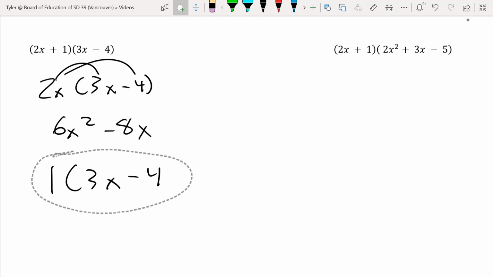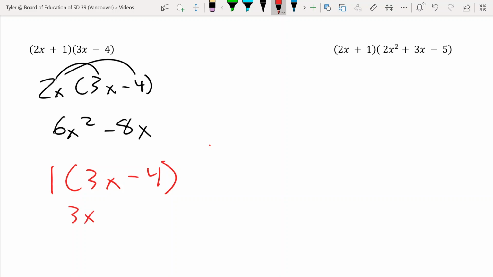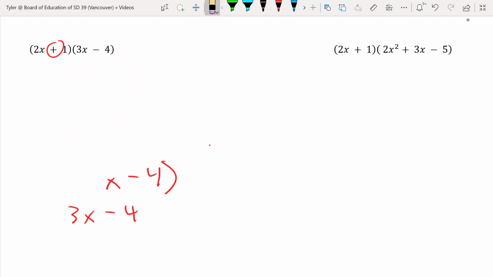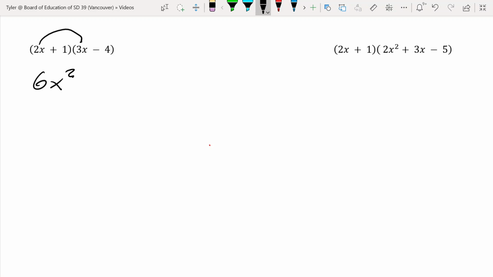You know what? Let's do this in a different color. Okay, so that's going to give me 3x minus 4. And now these two are going to go together and add together. This is a confusing way to look at it, so I want to do it a little differently. I'm instead going to do the rainbows again. So I just take that first term and distribute it. So 2x times 3x gives me 6x squared. And then I do this. 2x times negative 4 gives me negative 8x.